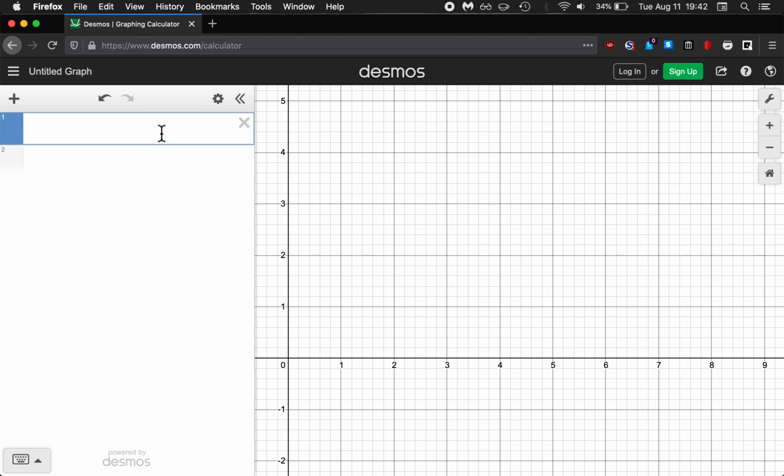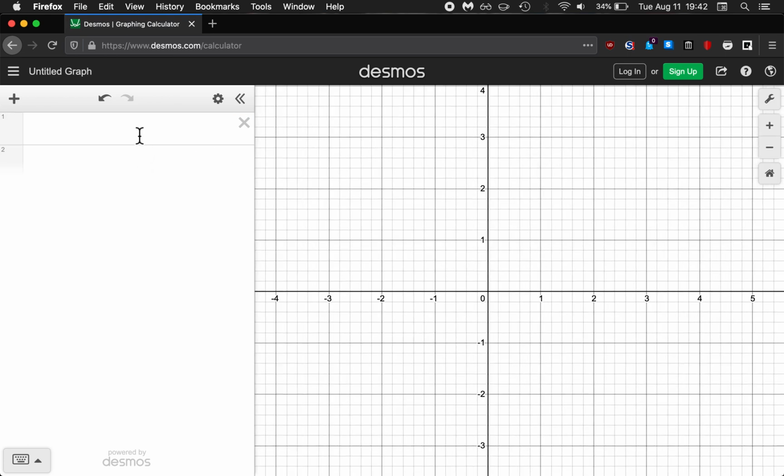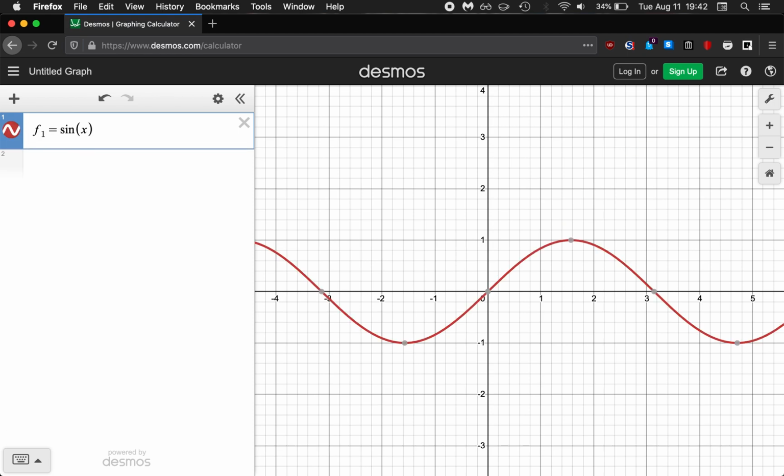Hey folks, the next class of functions I want to talk about are the trig functions. So let's start out with f1 equals the sine of x. So here's this familiar waveform. We know that sine of x passes through the origin. There it is there. Sine of x is an odd function.